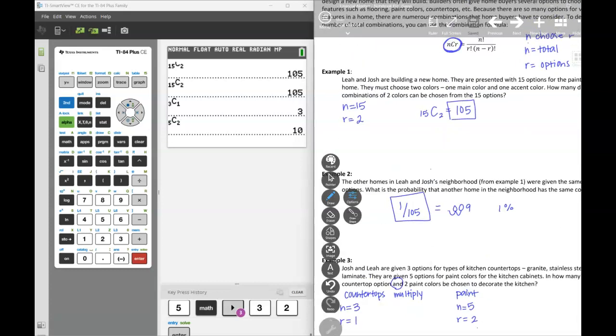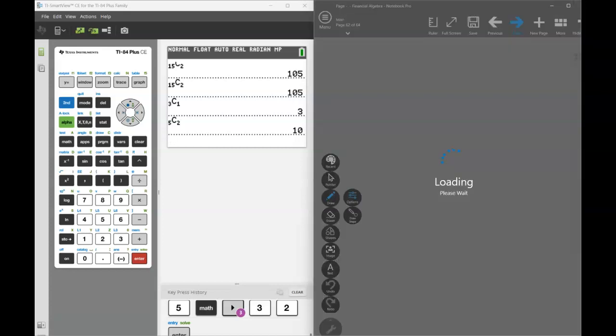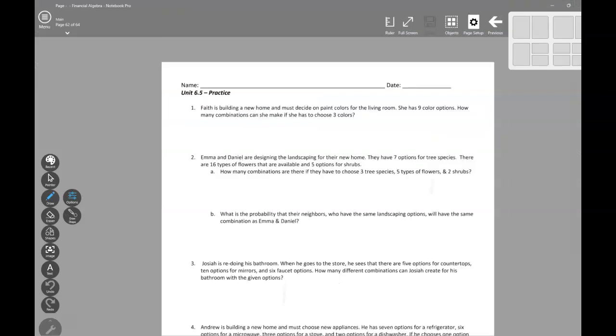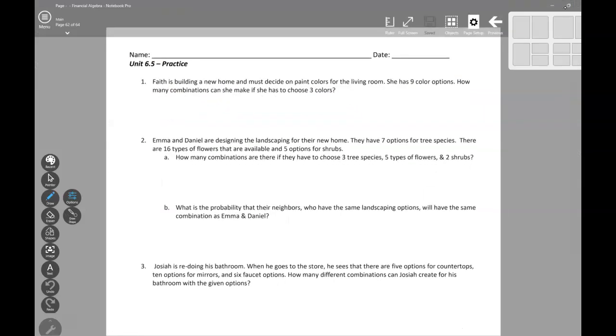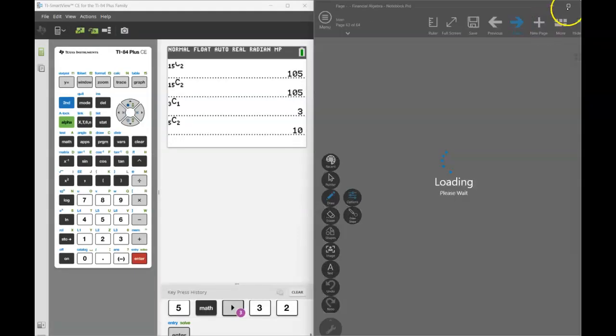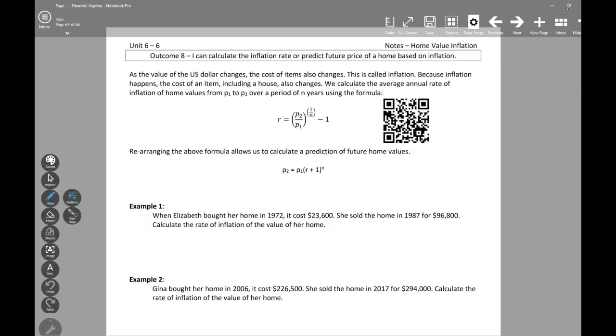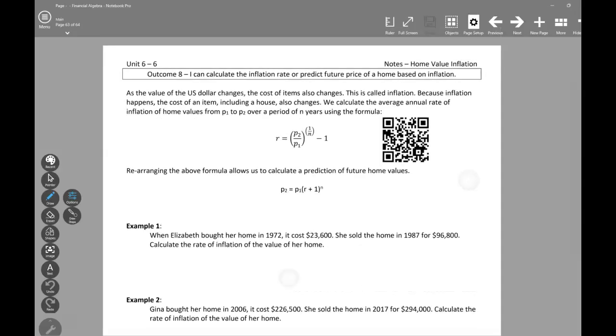Okay, let's go ahead and switch over to 6.6 real quick. Combinations is pretty basic. You just look for the total options and then what you're looking for. So we're flipping over to 6.6. Make sure you flip over to that page next.